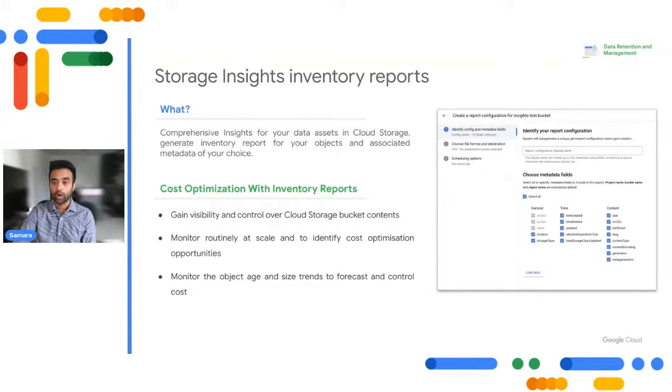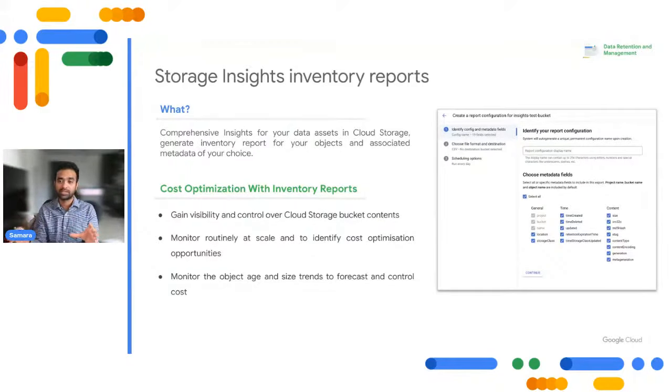So if you are not aware of the insights inventory report, I would highly recommend you go check it out, because you can leverage this feature to routinely monitor the data that's stored within your GCS buckets at scale. And as I said, identify the cost optimization opportunities, such as, you could understand whether object A has been accessed recently, or was it accessed maybe last year and can be deleted, and so on and so forth.